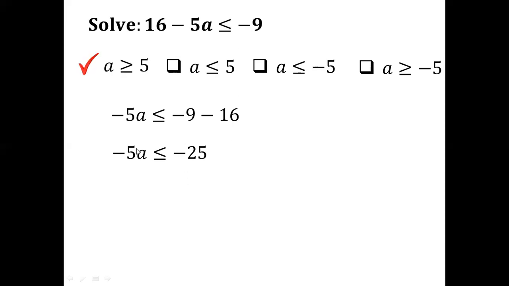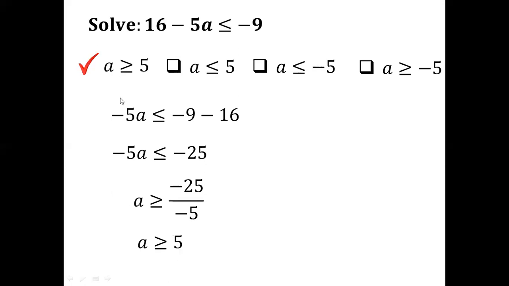The next step is we are going to remove this negative 5 from a. To remove that, definitely we need to divide. But hold on, there is a rule in inequalities that if you're dividing or multiplying by a negative number, you need to flip the sign. So here we need to flip the sign. Less than or equal to becomes greater than or equal to. So a is greater than or equal to negative 25 divided by negative 5. So that gives us a is greater than or equal to 5, because negative 25 divided by negative 5 will give us a positive 5.